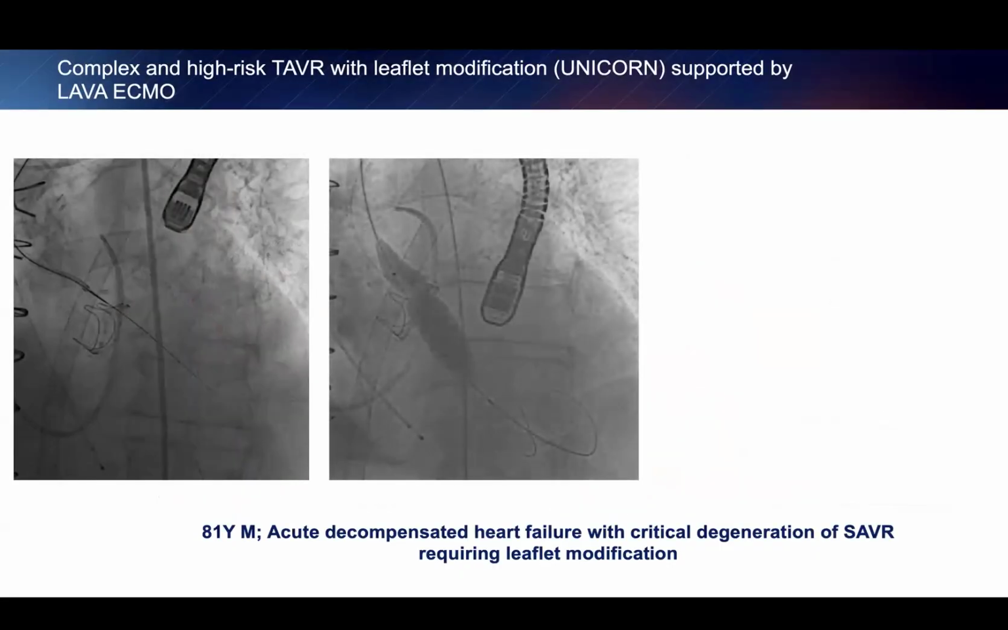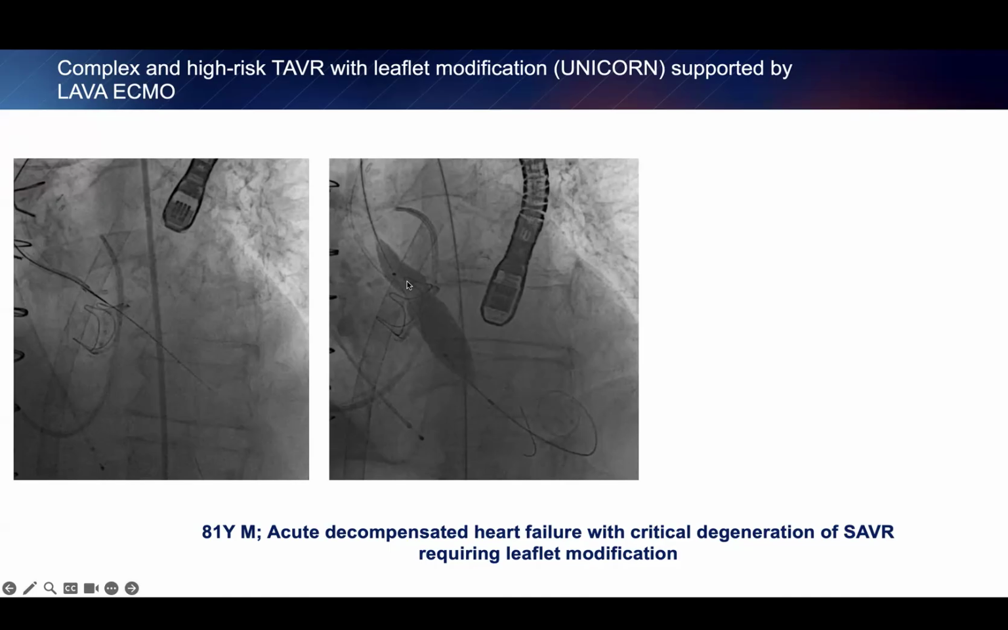This is a case that I saw recently. I had nothing to do with this case, but this is what we call a unicorn. It's a fancy name for perforating a leaflet and then balloon tearing that leaflet. This is when we're concerned about coronary occlusion. Instead of doing what some people do, called BASILICA, you just get a balloon across.